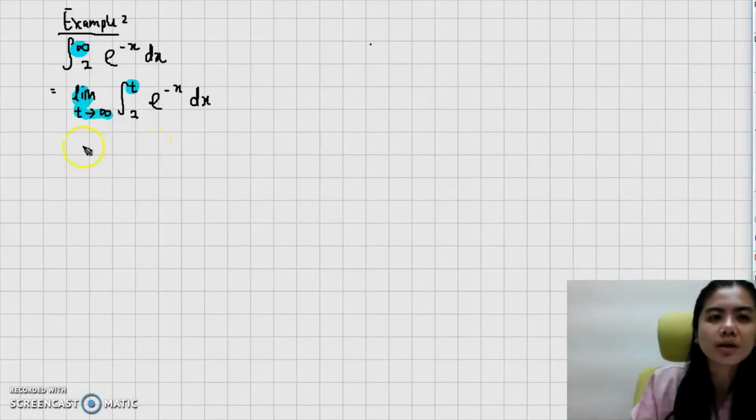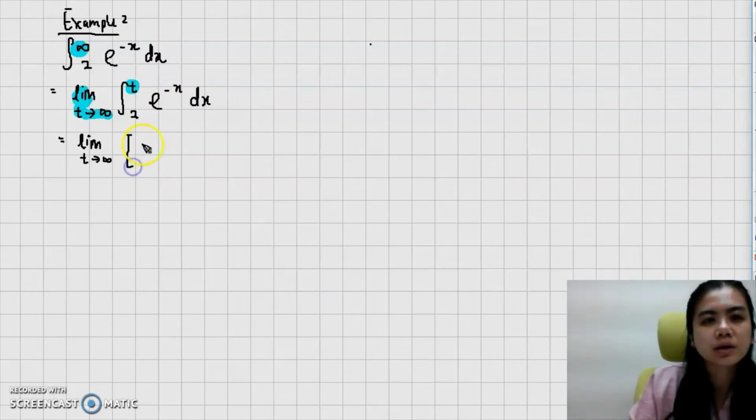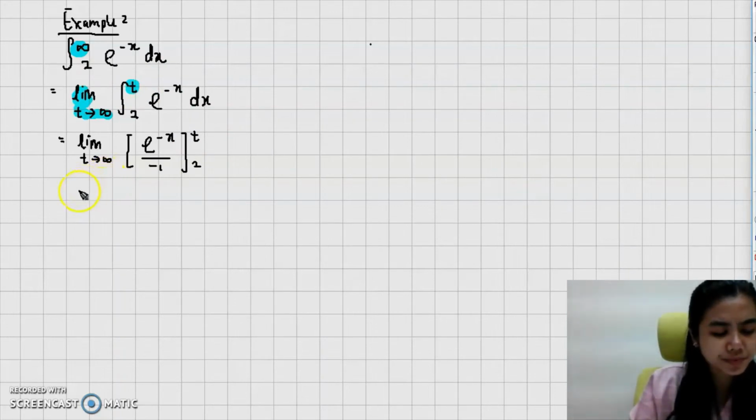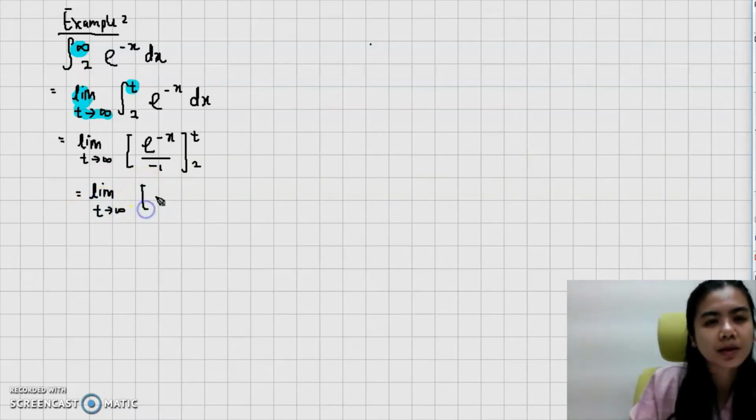The next thing, treat it as a normal integration. When you integrate e to the power of minus x with respect to x, we have e to the minus x over minus 1, and put t and 2 next to it. This is a normal integration, very simple. At the end we have the limit of negative 1 over e to the x, and we're going to do the substitution of t and 2.